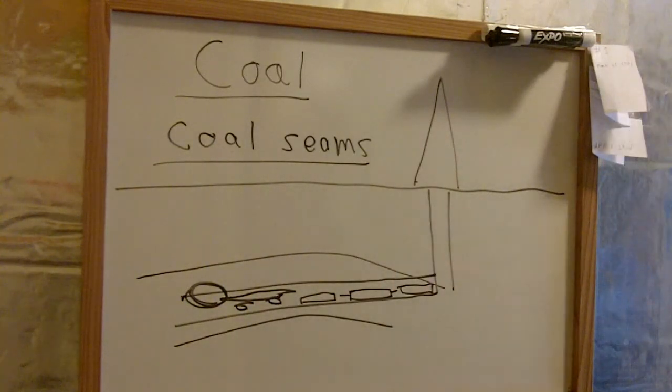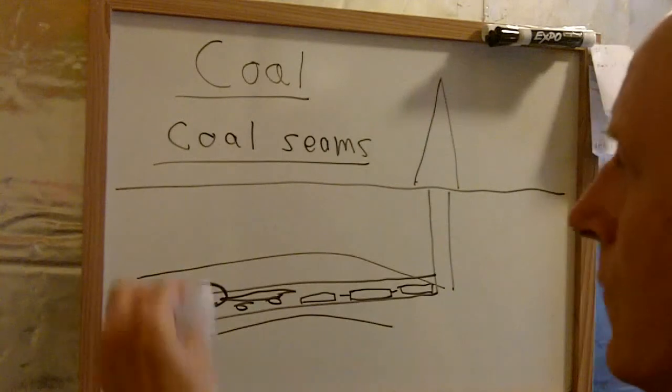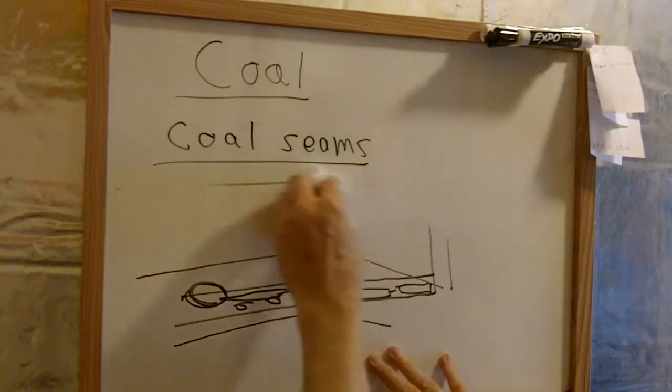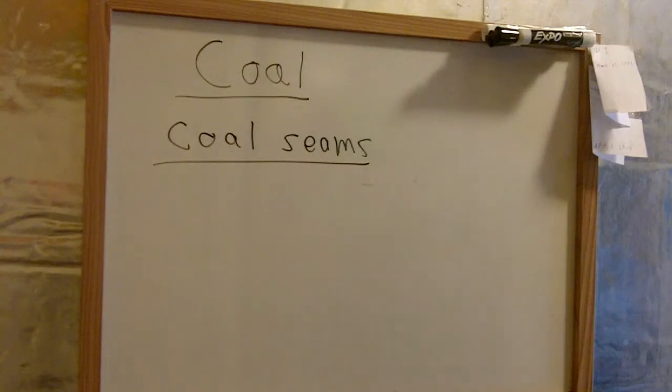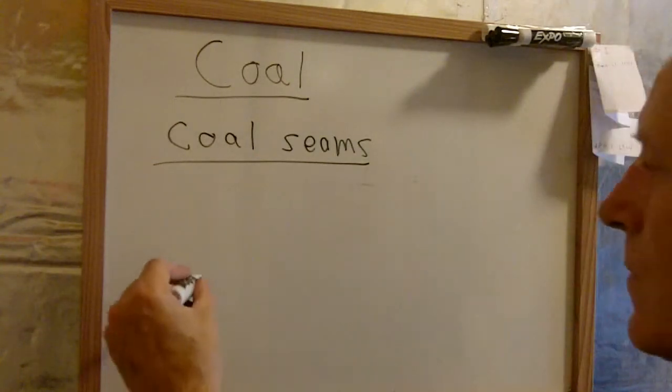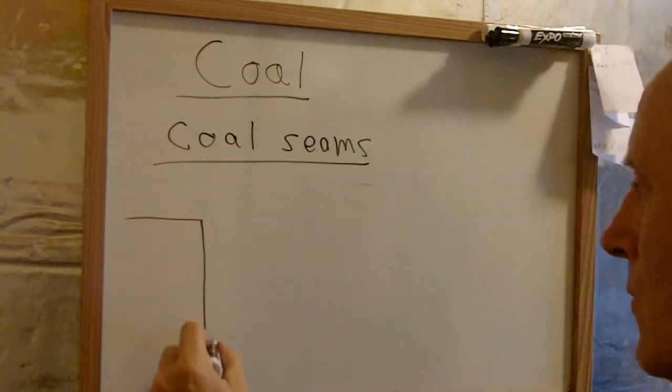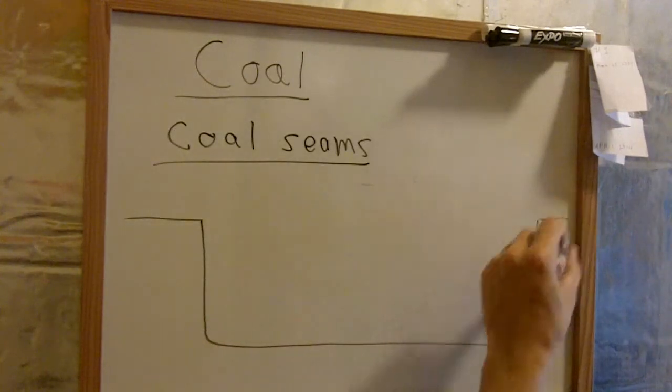But there's a different type of coal field. It's called strip mining. Mostly a lot of the US and Canada are doing this. It's where the ground is strip mined of all the coal.